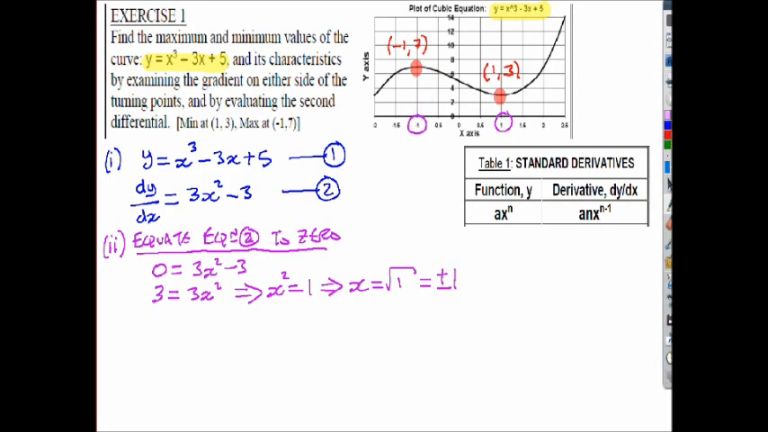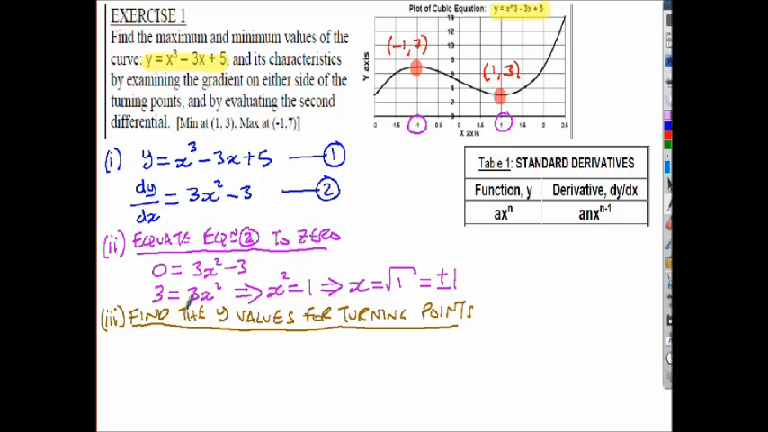We go now to step 3. We're going to find the y coordinates. What step 2 has done is found the x coordinates for the turning points, and there's two of them. Now we need to know what the y coordinates are. So in step 3 we're going to find the y values. We've got the x values, we want to find the y values.